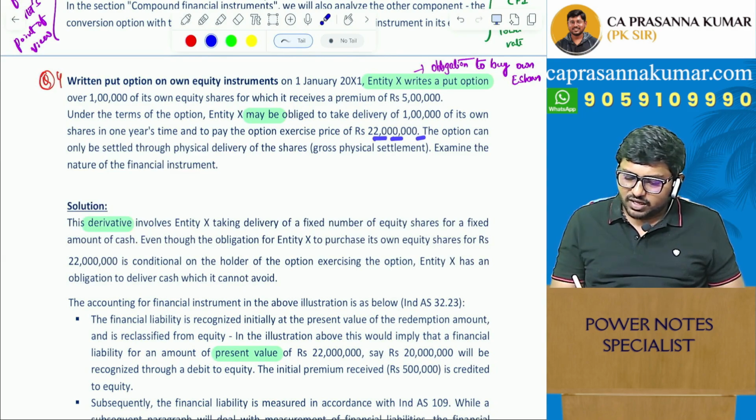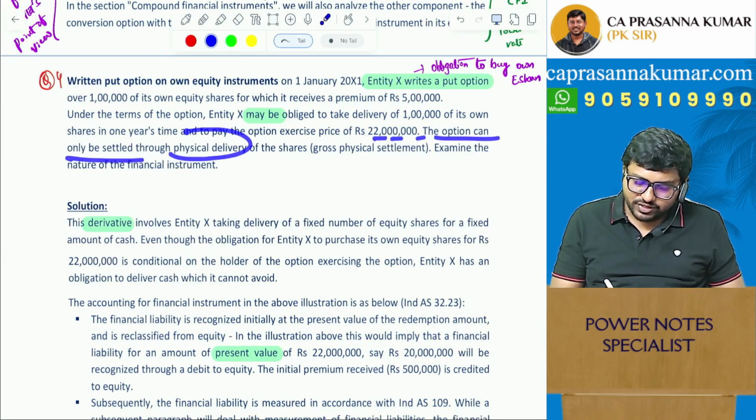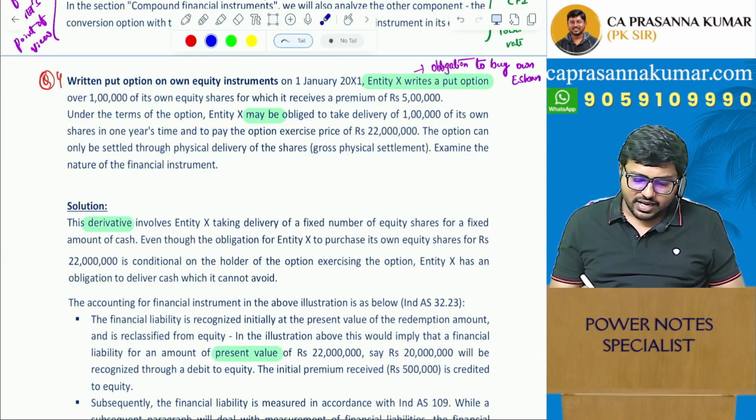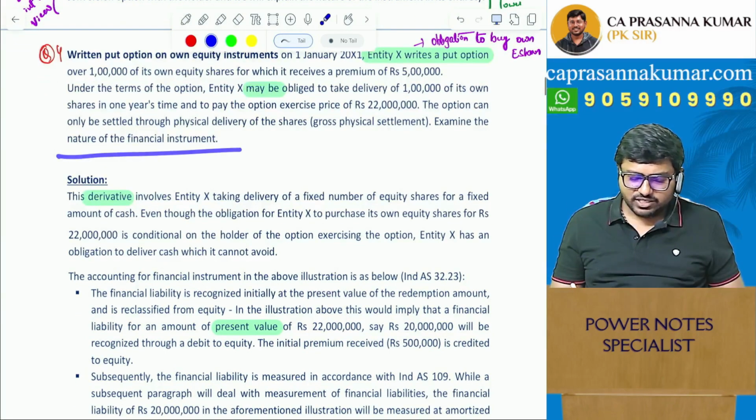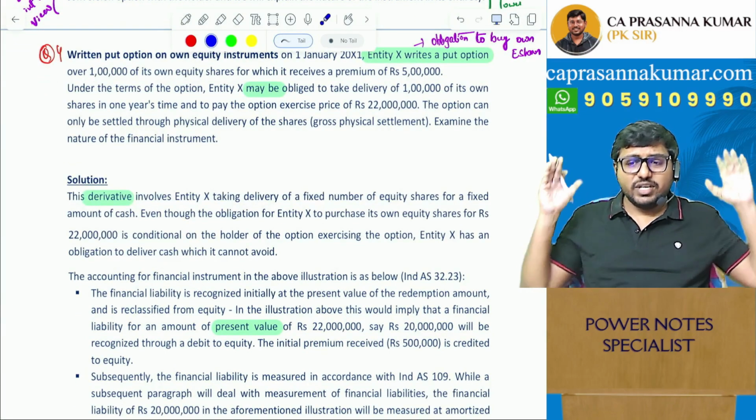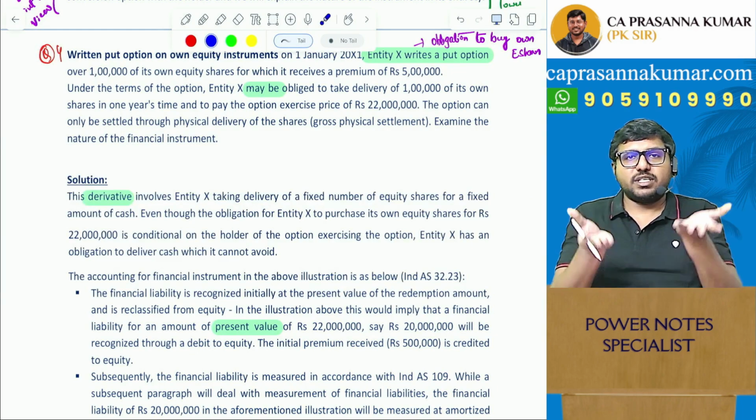Okay. The option can only be settled through physical delivery of the shares. Okay. Examine the nature of the financial instrument. First of all, is it a derivative? It is a derivative. The moment I talk about an option, it's a derivative, right?